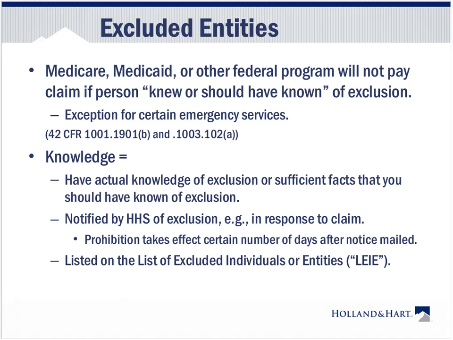And then also there is available online the list of excluded individuals or entities, the LEIE. It is a database that is very easily accessible, and so the government expects you to check it. You have an affirmative duty to check it. So knowledge, because that LEIE is out there, you knew or should have known that a person you've contracted with or employed was excluded.